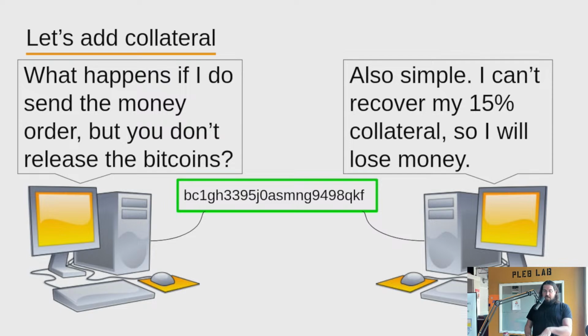So the only way that we can get the money out of this Bitcoin address is if we both agree, no one tried to cheat. The only way we make it out ahead for both of us is if we cooperate. And I'm like, okay, I'm going to send you the dollars, and you send me the Bitcoin.